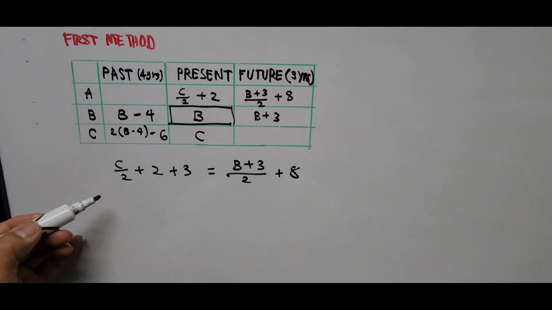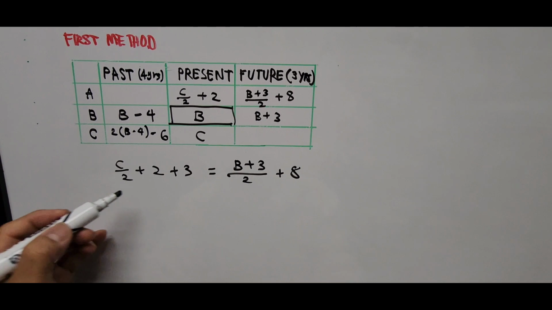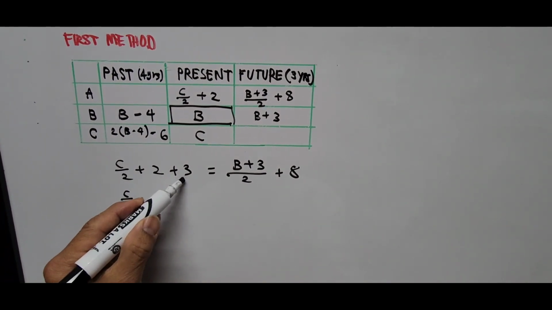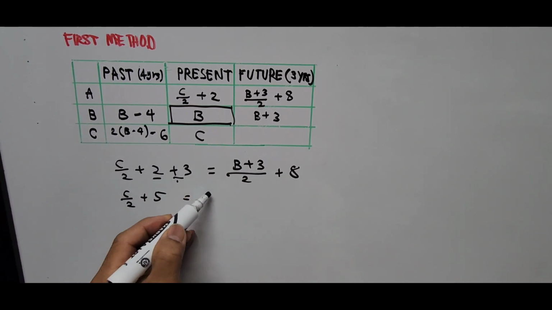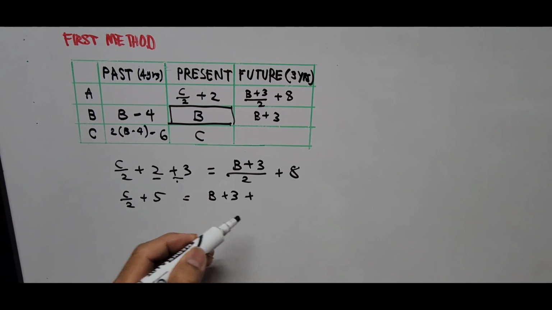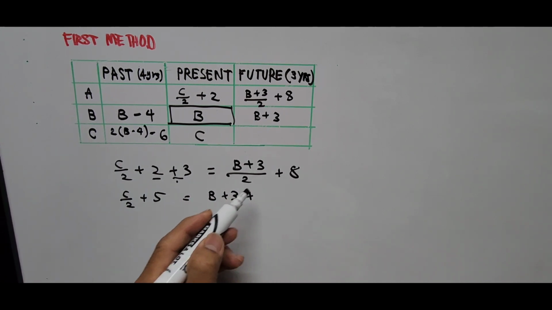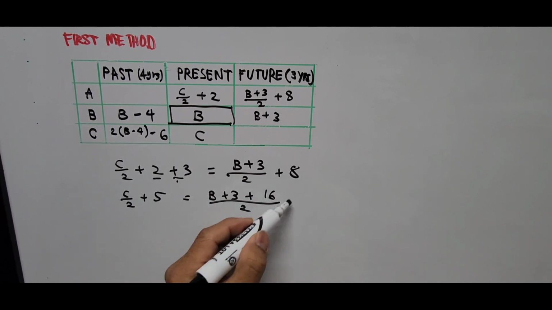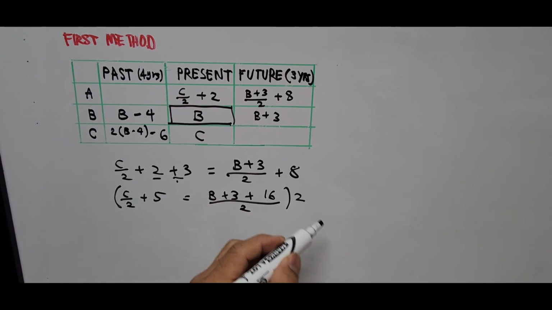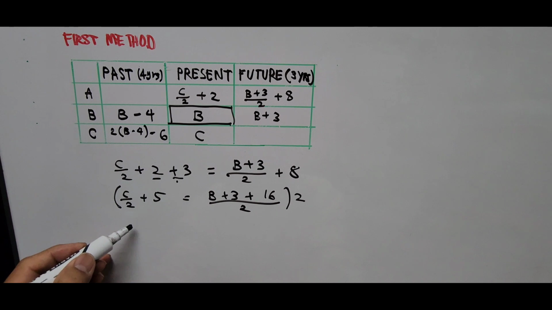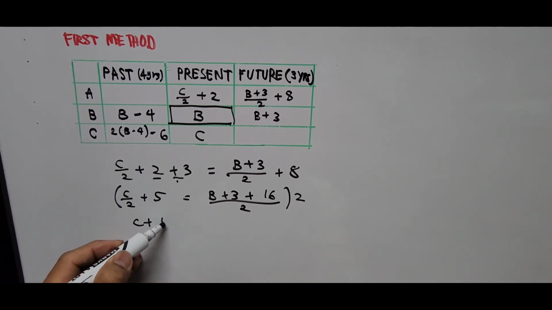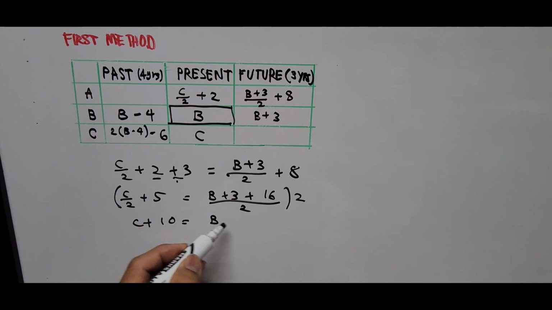Now from here, all we have to do is simplify, right? So here now, c divided by 2, 3 plus 2 is 5, so plus 5 equals b plus 3 plus, simplify this, 2 times 8 is 16, this all divided by 2. Simplify further, multiply the whole equation by 2 to get rid of the denominator 2, so this is now c plus 5 times 2 is 10 equals b plus 3 plus 16, that is 19, and in here we're canceling 2, so we ended up with b plus 19.